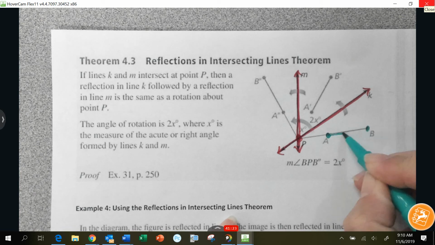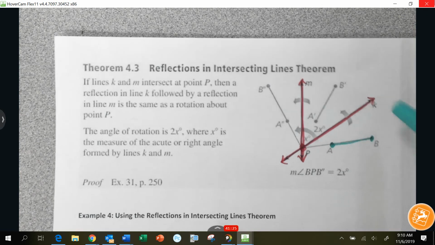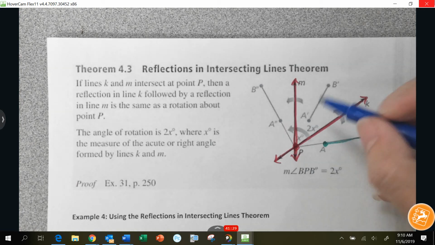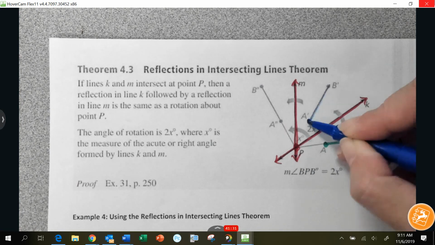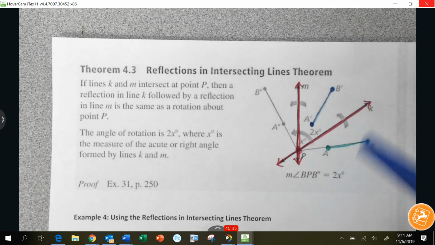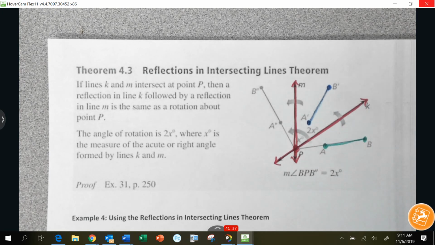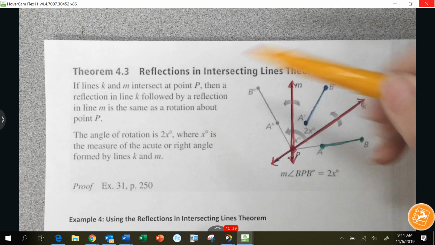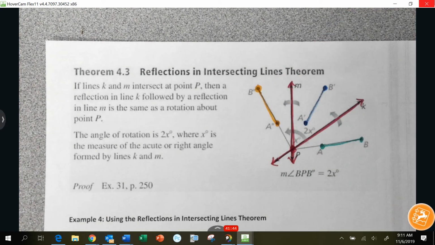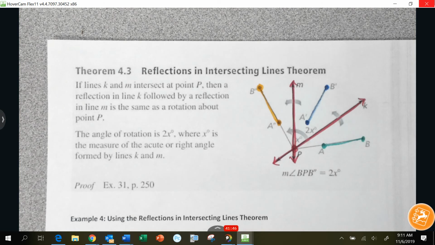that is reflecting, okay, becomes line or segment A prime B prime, and then A prime B prime reflects in line M, and it becomes A double prime B double prime. When we do this, this is the same as a rotation about point P.